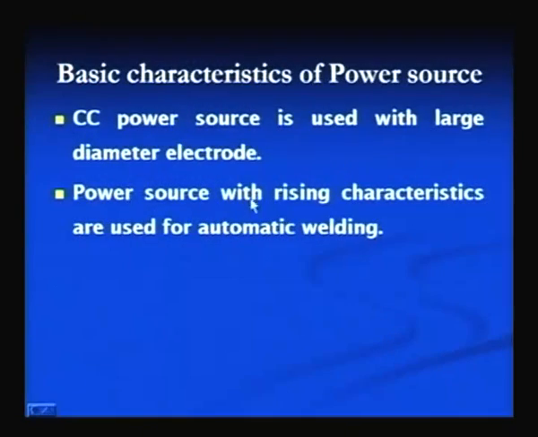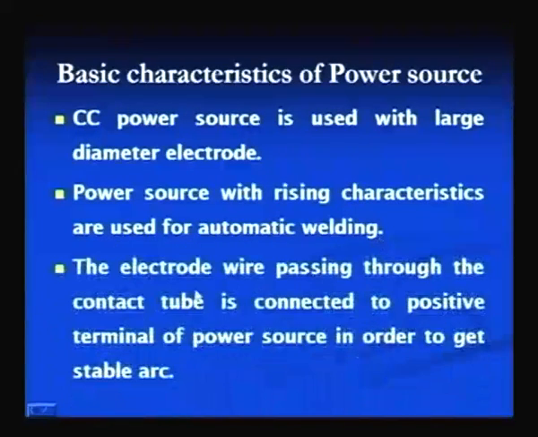Power sources with rising characteristics are also used if strictly constant voltage is required for the automatic welding process. So, if the gas metal arc welding process is to be made totally automatic, then it is preferred to use a rising characteristic power source, so that strictly constant voltage can be obtained. The electrode wire, which passes through the contact tube, is normally connected to the positive terminal of the power source to get DCEP and a stable, self regulating arc.